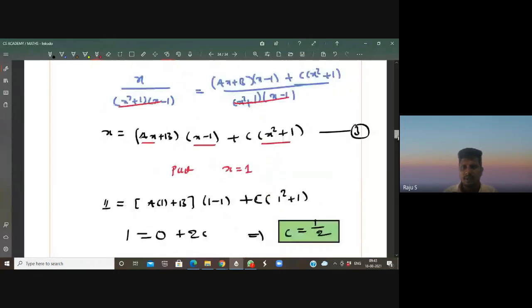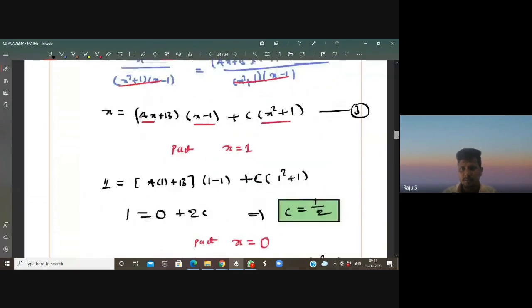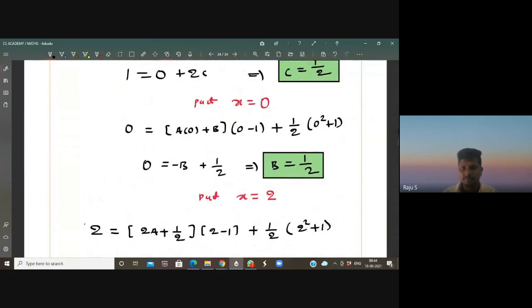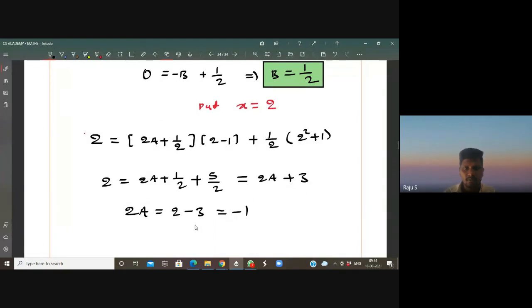When I take x = 2, your LHS is 2, so 2 = (2a + b)(2 - 1) + c(2² + 1). The b value we got is 1/2, and the c value is 1/2 only. So 2 = (2a + 1/2)(1) + 5/2. So 2a + 1/2 + 5/2, which is 6/2, that is 3. 2a = 2 - 3, that is -1. So a = -1/2.